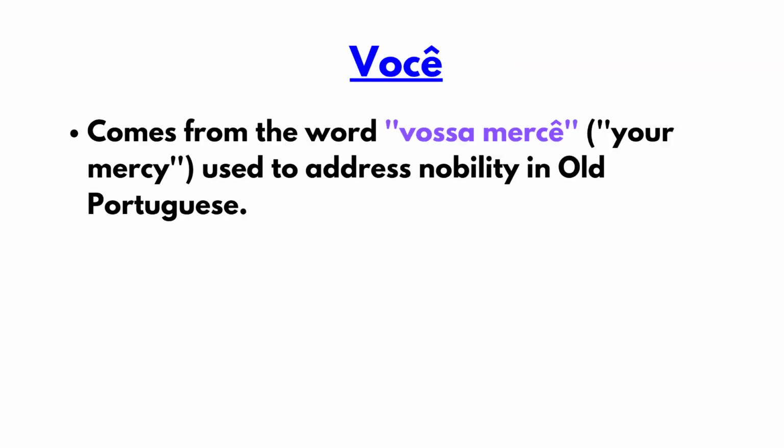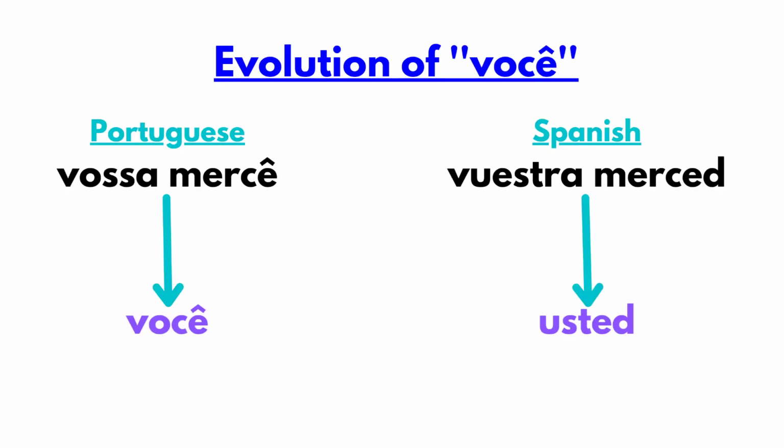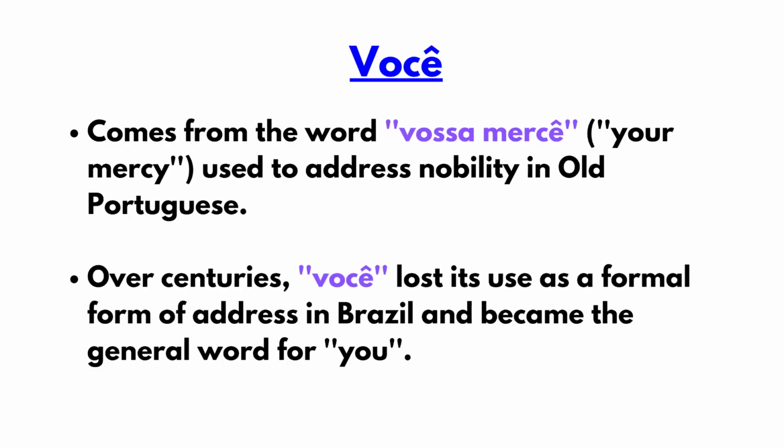Você is derived from the word vossa mercê, which was a third-person form of address used in Old Portuguese to address nobility. This is similar to how usted evolved from vuestra merced in Old Spanish, except that usted retained its use as a formal form of address, while você did not in Brazilian Portuguese.